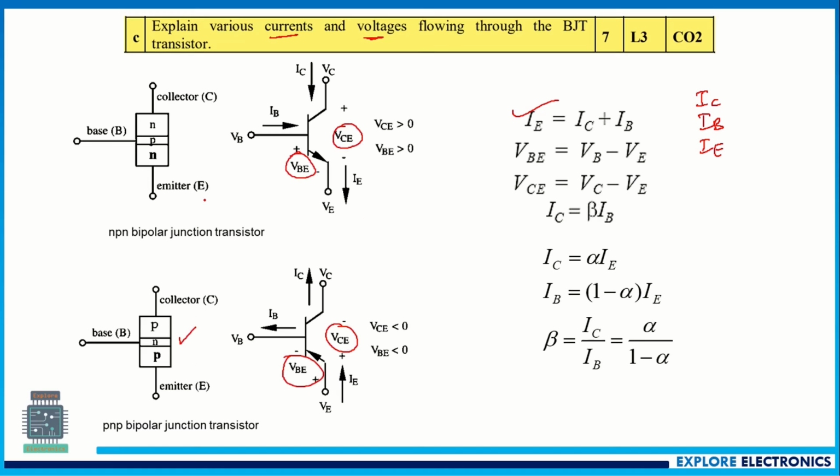So this is PNP transistor, this is NPN transistor, this is IB, IC and IE. So if you see this NPN transistor representation, current is going outwards from the emitter terminal. So this is IE. Similarly, if you look at this, these 2 currents are coming inside. Similarly, in PNP transistor, current is going inside from the emitter. So this is IE, and then it is split into collector and base currents.